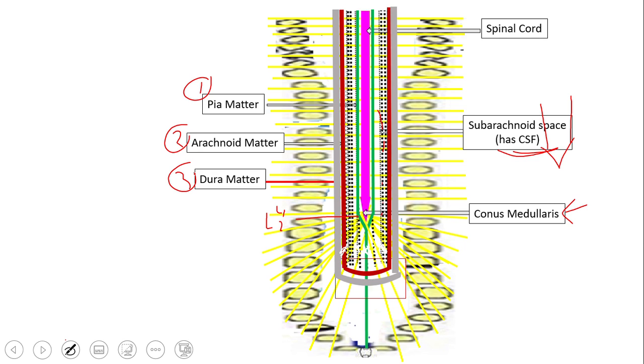There is a lower extension from the pia going down to the coccyx that we call filum terminale. This is to fix the spinal cord in place and support the spinal cord.